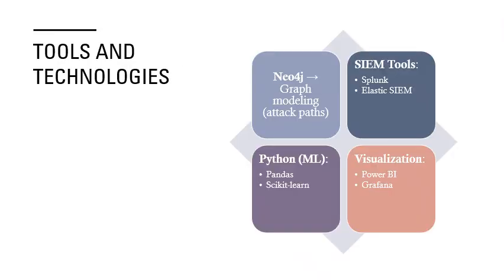Okay, what are the tools that we used for that work? As explained a little earlier, we used Neo4j and graph modeling for attack paths, which is very much used in graph databases. We used tools like Splunk and Elastic SIEM. We also used Python for machine learning, simply Pandas and scikit-learn. For visualization, we used Power BI and Grafana. Tableau AI can also be used, or other visualization toolkits in Python.